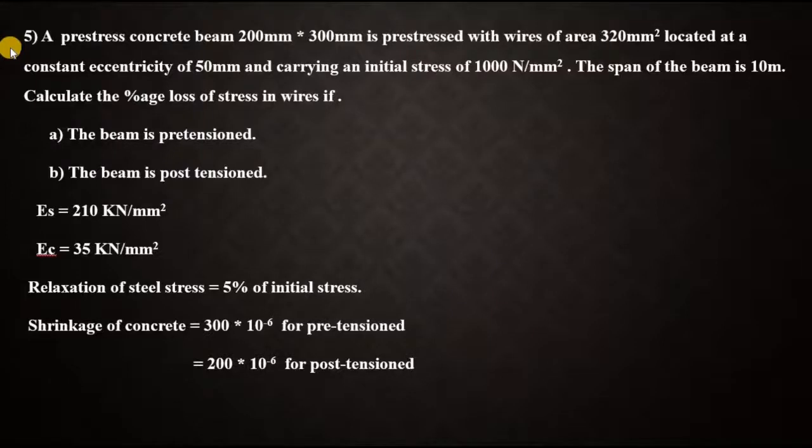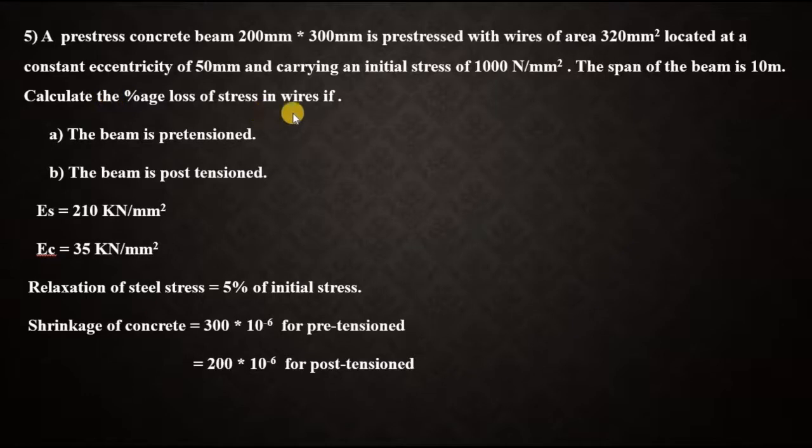Everyone, welcome back. Today in this video, I'm going to explain how to calculate a percentage loss of pre-stress. So let's start with the problem. A pre-stressed concrete beam 200 mm by 300 mm is pre-stressed with wires of area 320 mm square located at a constant eccentricity of 50 mm and carrying an initial stress 1000 Newton per mm square. The span of the beam is 10 meter.